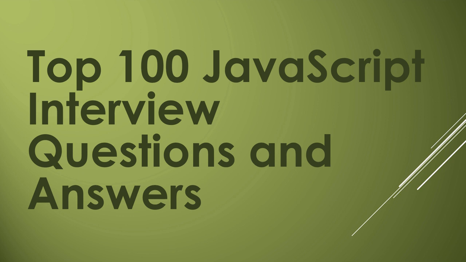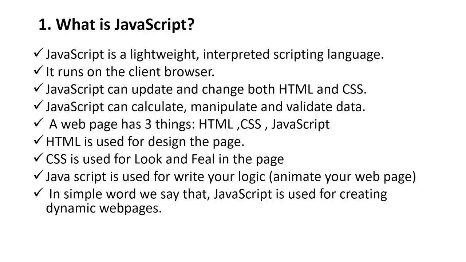Now let's start with question number 1. What is JavaScript? JavaScript is a lightweight interpreted scripting language. It runs on the client browser. JavaScript can update and change both HTML and CSS. JavaScript can calculate, manipulate and validate data.